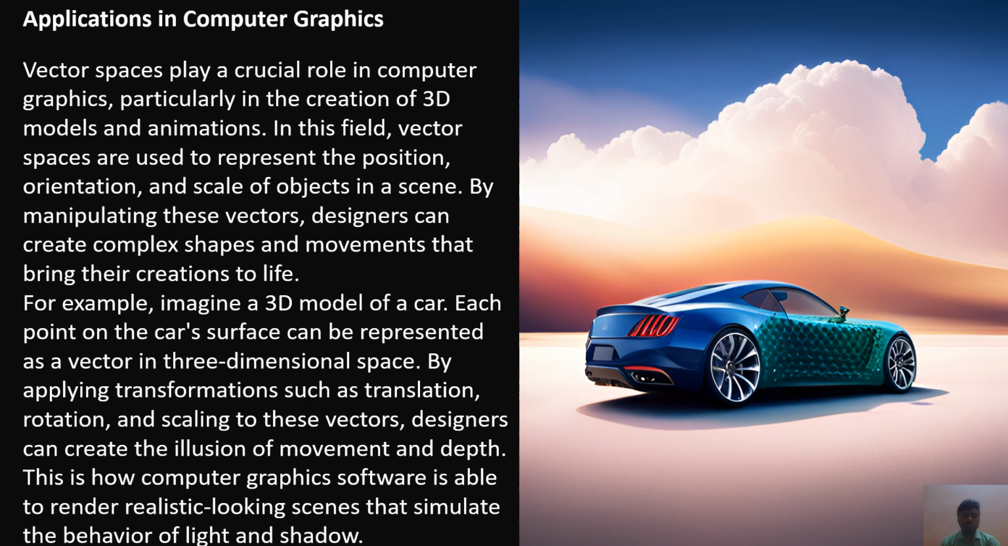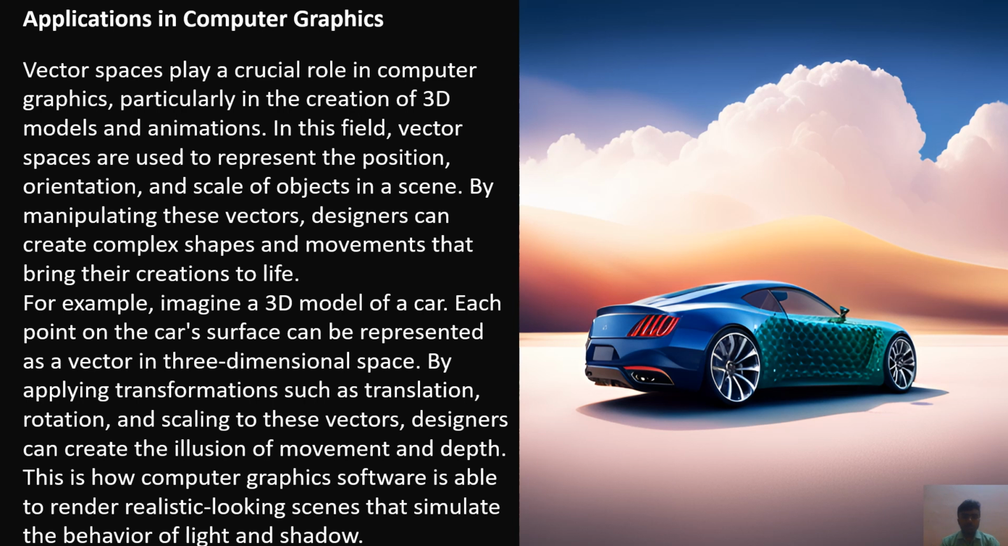Applications in computer graphics. Vector spaces play a role in computer graphics, particularly in the creation of 3D models and animations. In this field, vector spaces are used to represent the position, orientation, and scale of objects in a scene. By manipulating these vectors, designers can create complex shapes and movements that bring their creations to life.